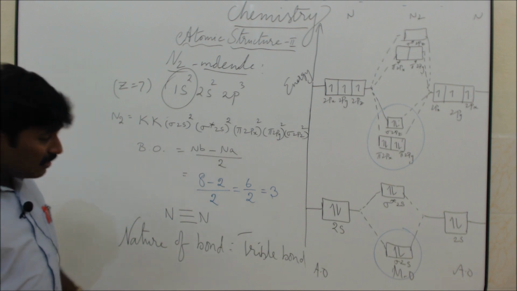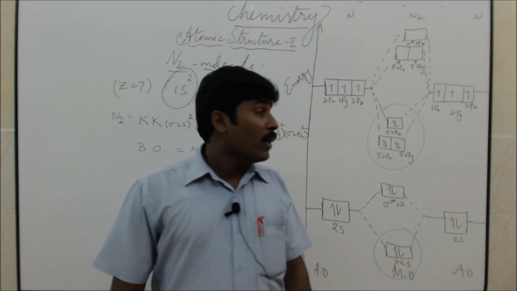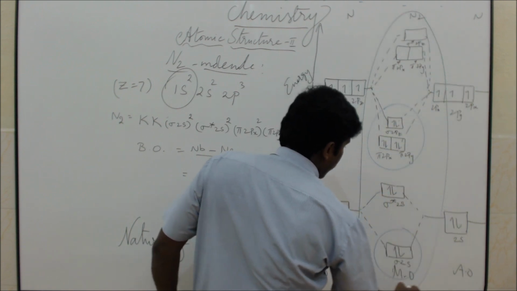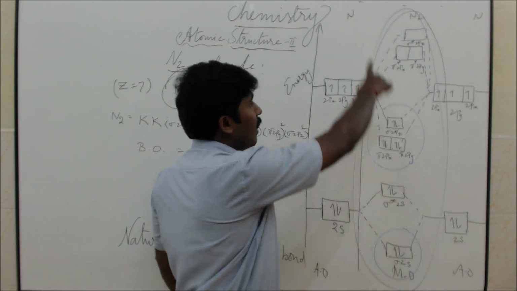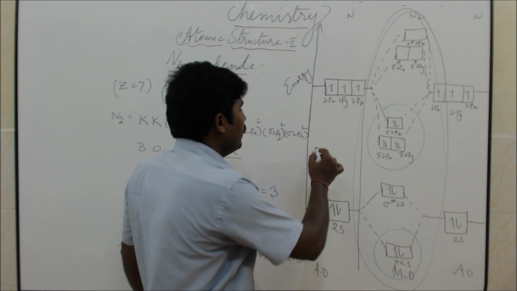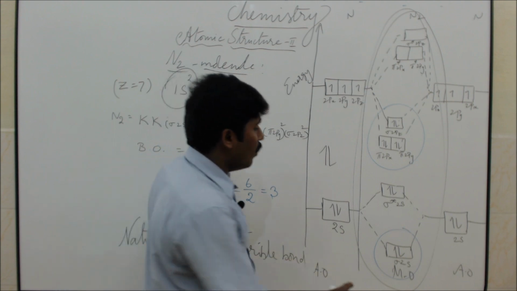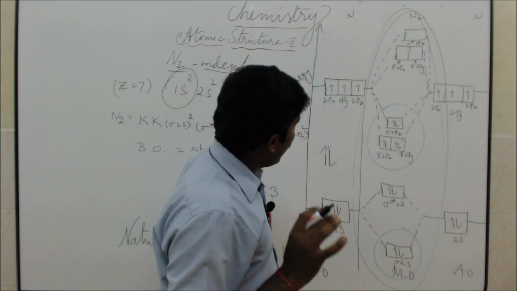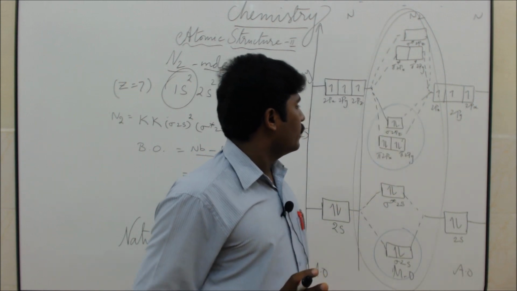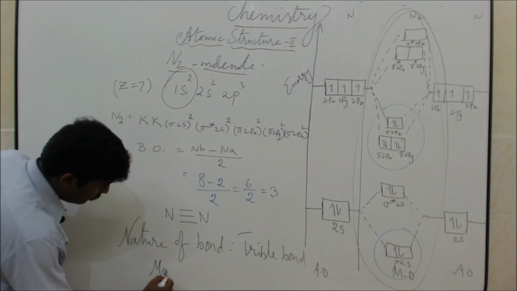Then they will ask whether it is diamagnetic or paramagnetic. How to find it? You have to see the full molecular orbital. No need to see the atomic orbital. Only the molecular orbital. See whether all the electrons are paired or unpaired. You know what paired or unpaired means? Like this means unpaired. Like this means paired. You have to see the whole molecular orbital. See, paired, paired, paired. Everything is paired.